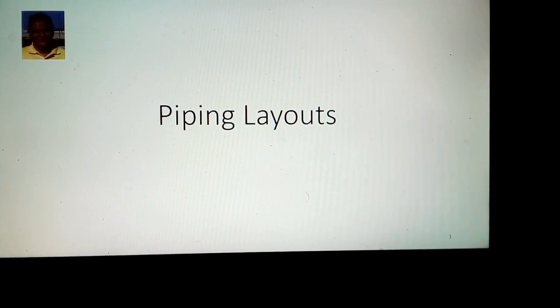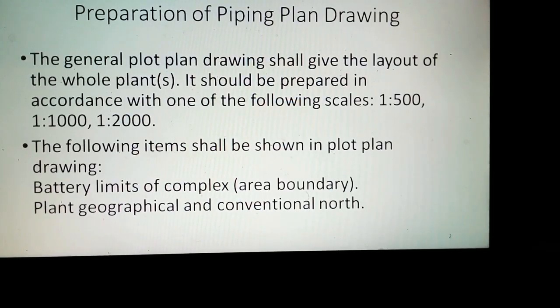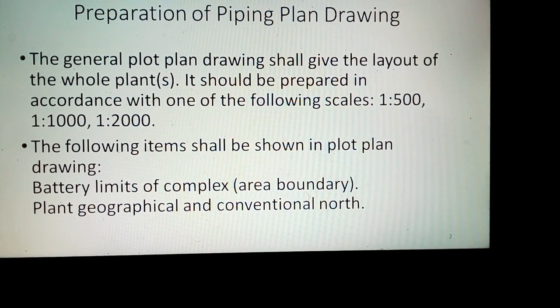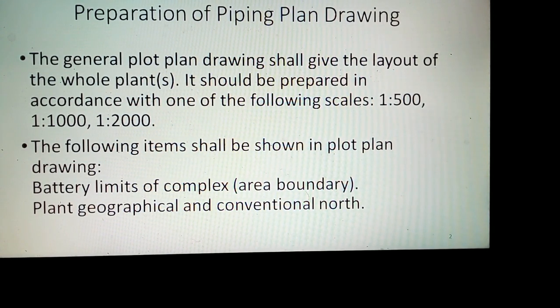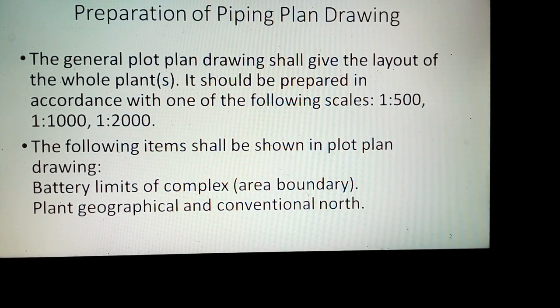This video is about piping layout. Preparation of piping plan drawing. The general plot plan drawing shall give the layout of the whole plant. It should be prepared in accordance with one of the following scales: 1:500, 1:1000, 1:2000. The following items shall be shown in the plot plan drawing.